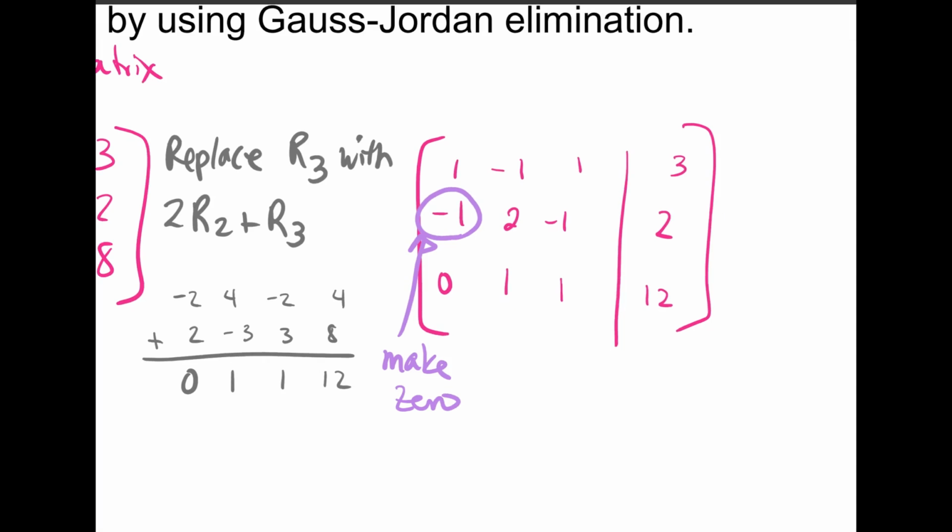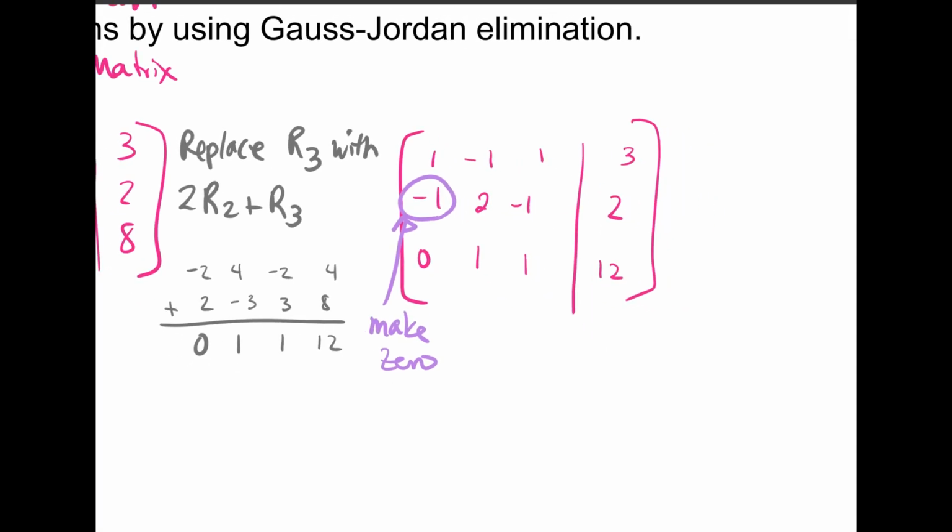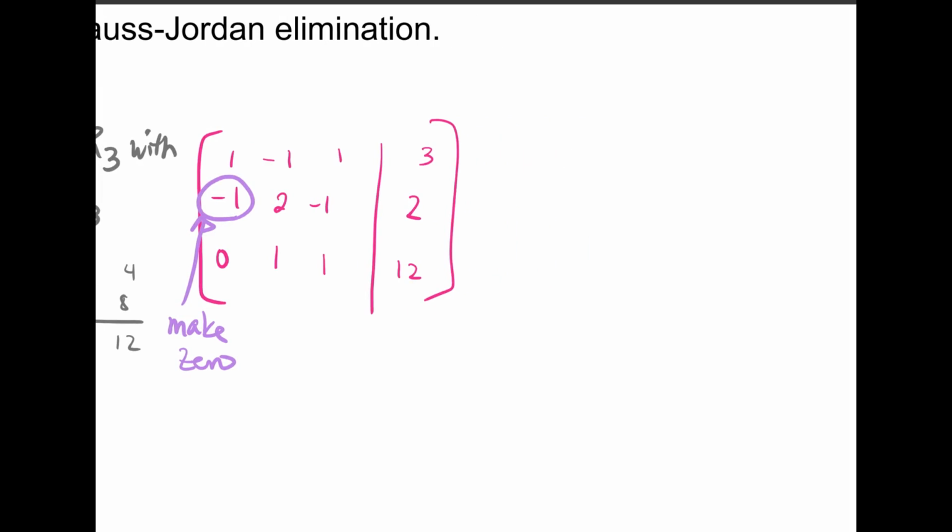Do we need to go in a specific order? Yeah, bottom left corner, middle left. We just add the first 2 rows. Replace row 2 with R1 plus R2.